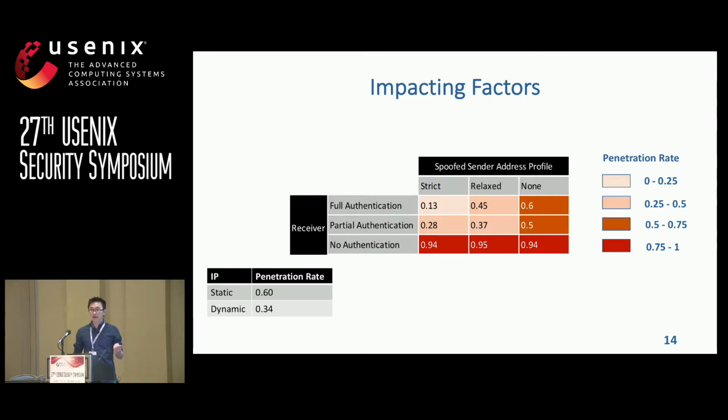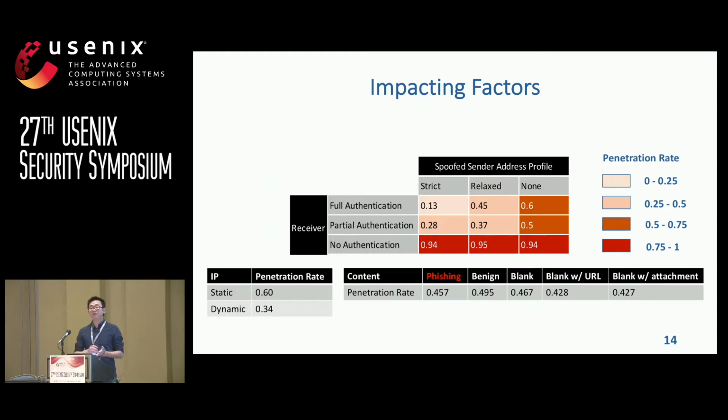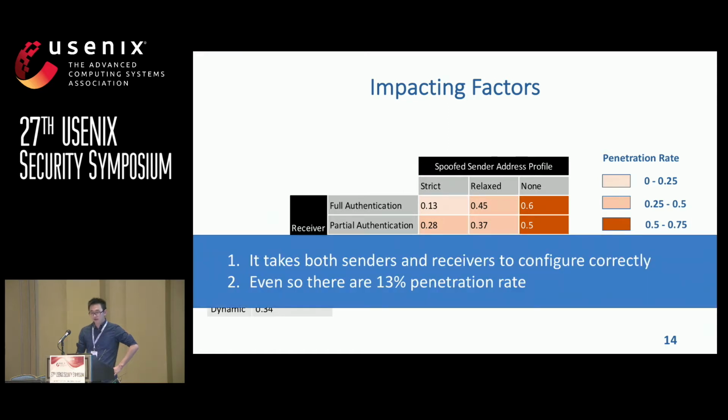What about IP? Our result shows that emails sent from a static IP have a 60% chance of getting to the user inbox. Emails sent from a dynamic IP have a 34% chance of getting to the user inbox. And content. Our result shows that the 5 types of content we use have a similar penetration rate, ranging from 40% to 50%, so not a big difference here. The conclusion here is that it takes both senders and receivers to configure correctly to stop spoofing. And even so, the penetration rate is still 13%.